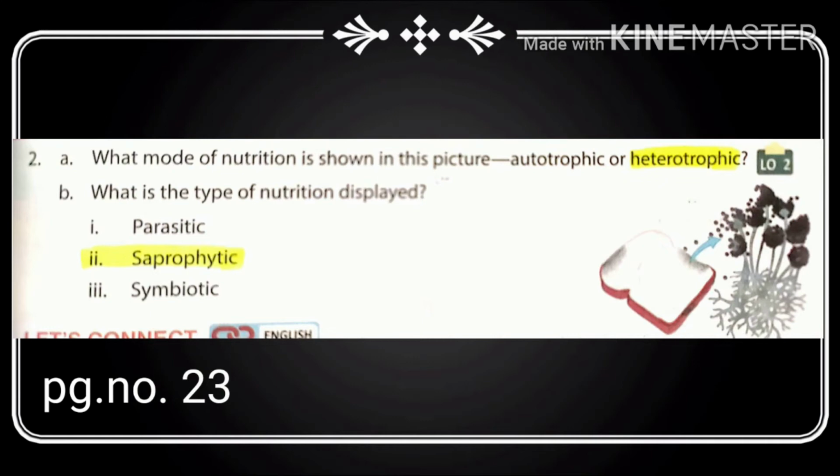Then the next question is, what is the type of nutrition displayed? Parasitic, saprophytic or symbiotic? Now which kind of nutrition are fungi following? It is saprophytic. So the answer is the second, saprophytic mode of nutrition.